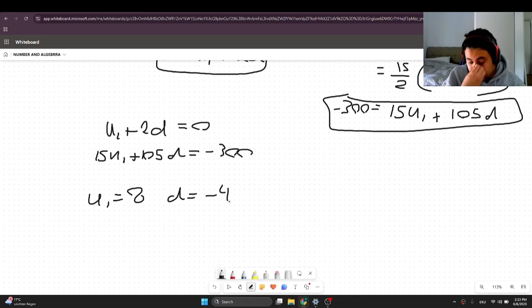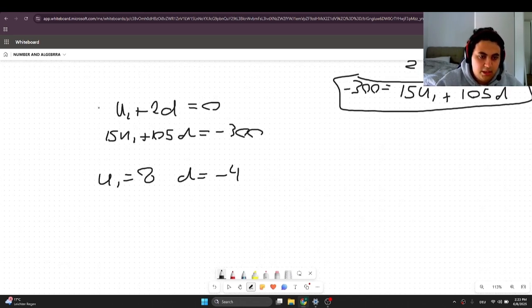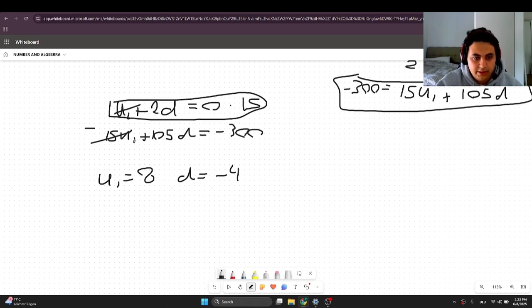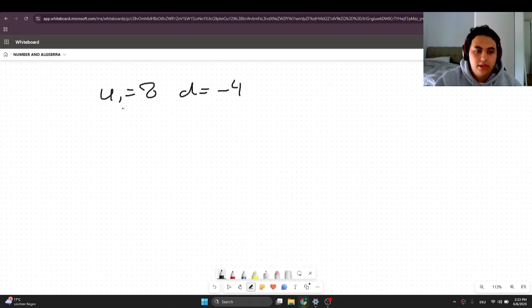You can use GDC for this, or simply solve it yourself by maybe multiplying the first equation by 15 so that you have 15u1, then subtracting both equations to cancel u1, finding d, and then plugging it into equation number 1 again to find u1. Okay, so u1 is equal to 8 and d is equal to negative 4. So we now know u1, which is the first part of our question.